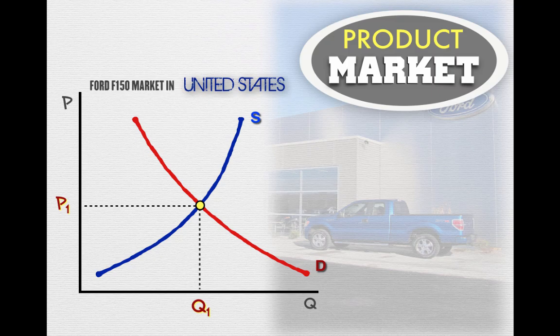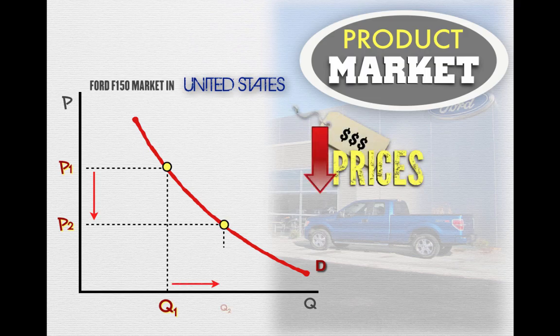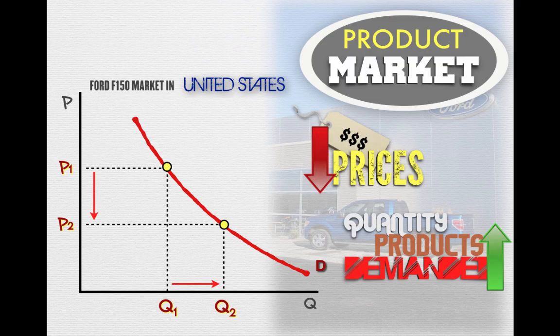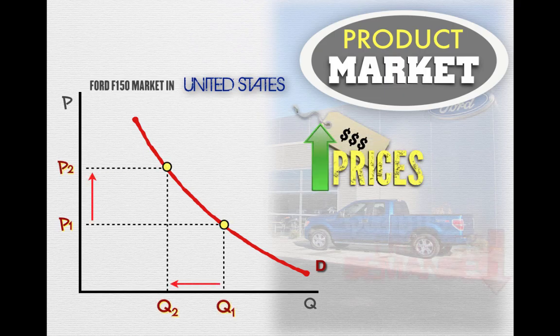Consumers demand Ford F-150s in order to maximize their utility, and Ford will supply F-150s in order to maximize their profit. Natural market forces will set an equilibrium price of P1 for a Ford F-150 and a quantity of Q1 of F-150s sold in the market. As the price of F-150s decreases from P1 to P2, the quantity of F-150s demanded by consumers will increase.